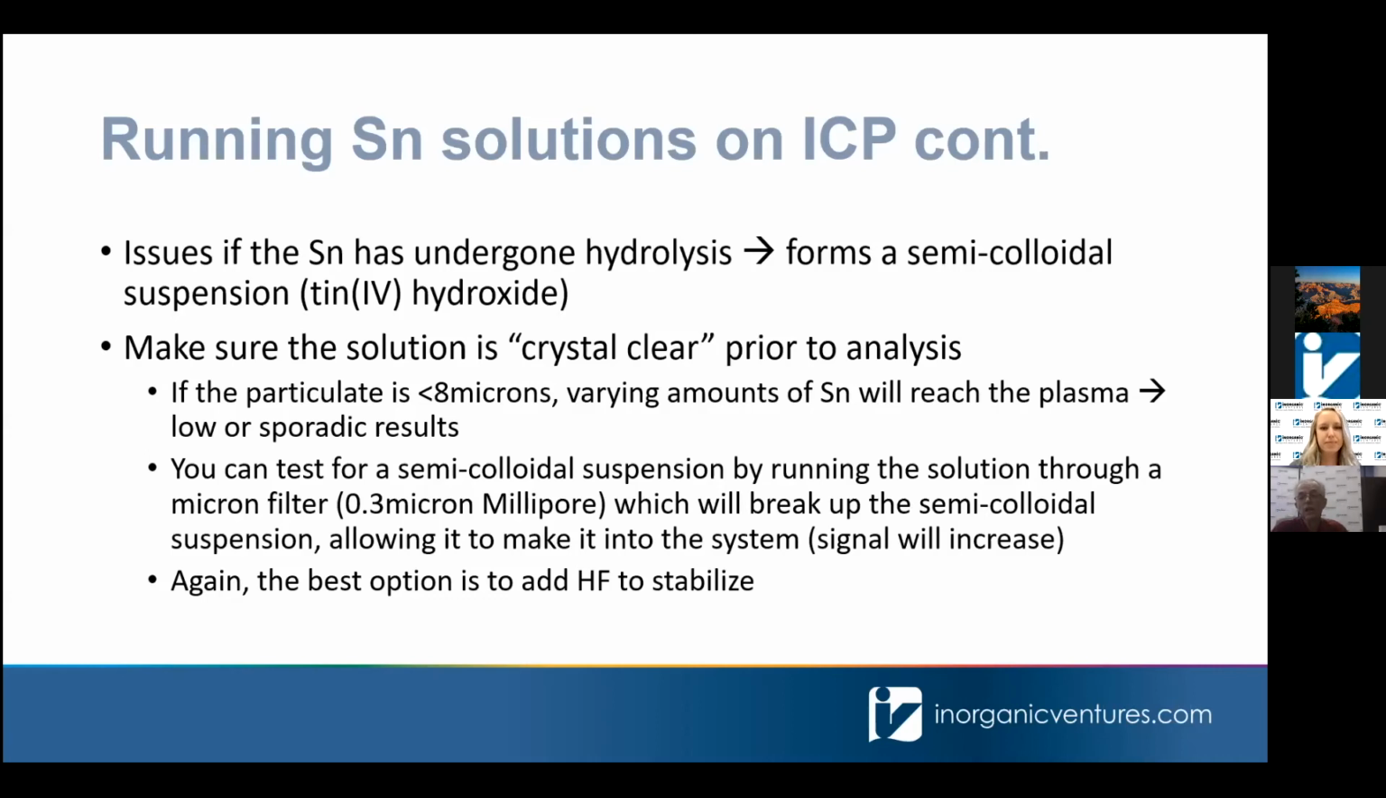You won't see any precipitate. Run it through your plasma, then take that same solution, filter it through a 0.2 or 0.3 micron Millipore filter, and run it again. Usually, if there is a semicolloidal suspension, your signal will go up. You think, oh, Paul, we're going to filter it out? You don't. The semicolloidals will break apart.